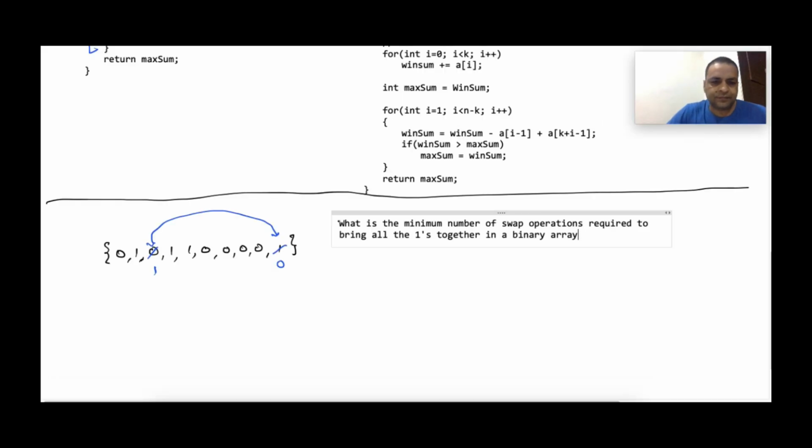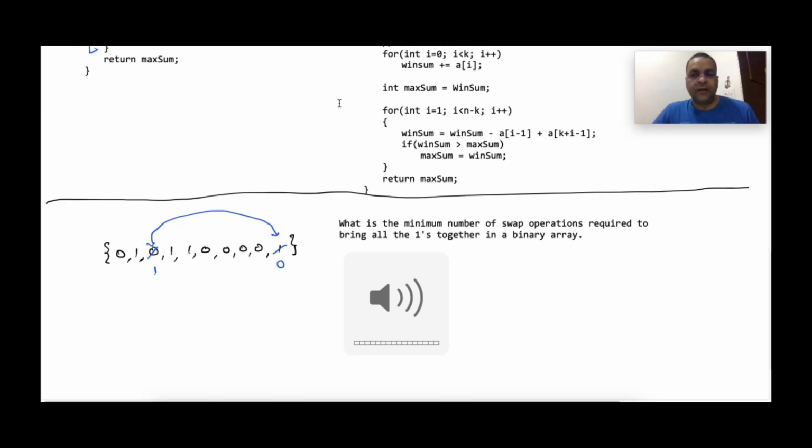So the number of ones at a stretch can be any number. We don't have a proper k defined, like there's no number of ones together as such. Here we don't have information on how many ones there are. But that information can be computed in linear time. So in linear time, I can find the total number of ones if I want.